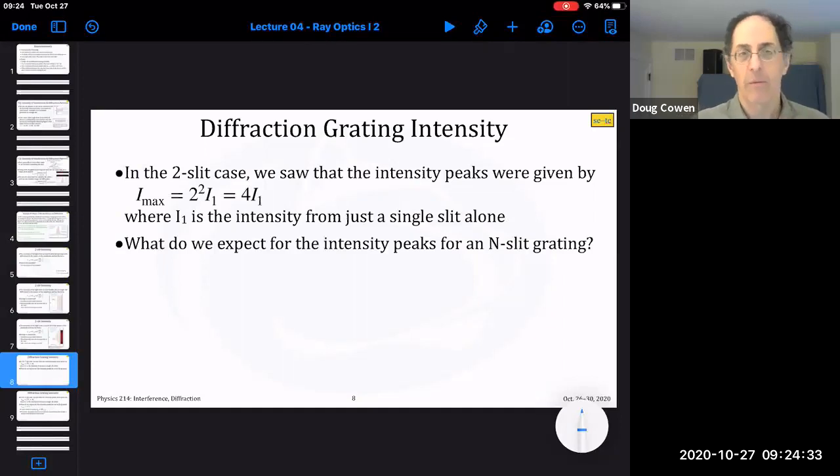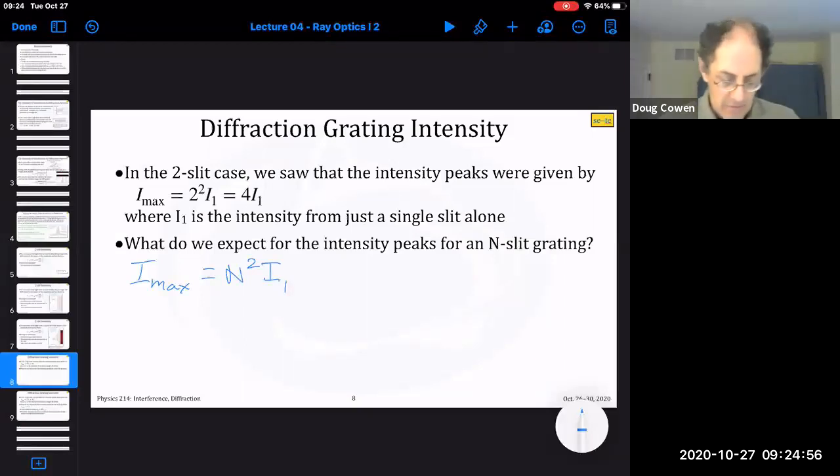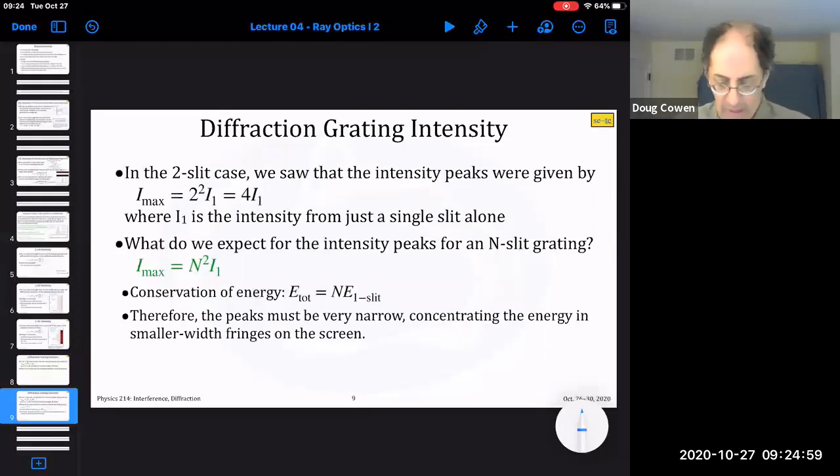For the 2 slit case, we showed that the maximum intensity was equal to 2 squared times the intensity from a single slit, 4I1. You would expect, therefore, that the maximum intensity in general is equal to N squared times the intensity from 1 slit. That is indeed the case for an N-slit grating. The maximum intensity grows as the square of the number of slits. So you can imagine this getting pretty large pretty quickly.